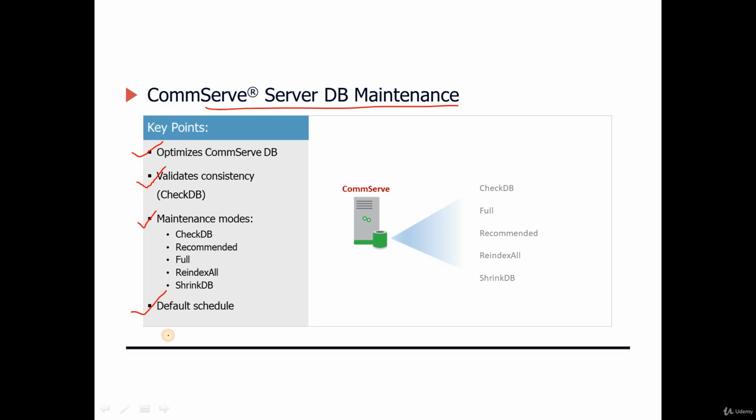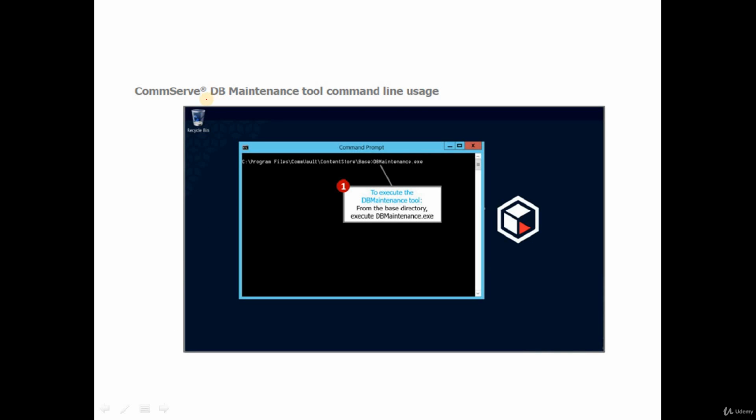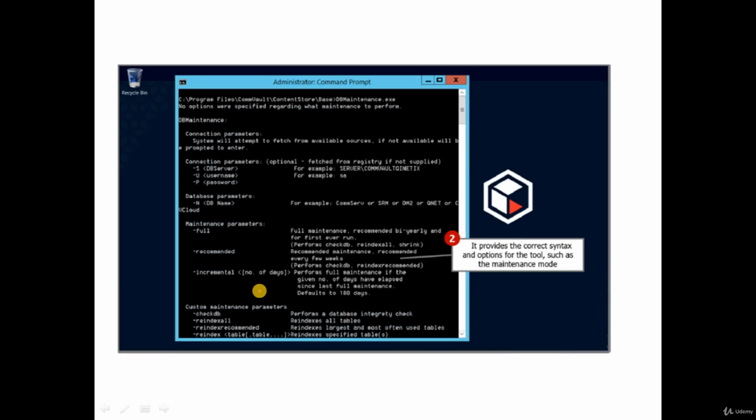And then we also talk about a default schedule. So you can see here we have a utility provided by Commvault which is called the DB maintenance tool, which can be used from the command line. So what I do is first I go to the Commvault install path, meaning wherever the Commvault software was installed on the console, and then I can execute the dbmaintenance.exe utility. This will start a utility by which I can manage and maintain my SQL database, right?